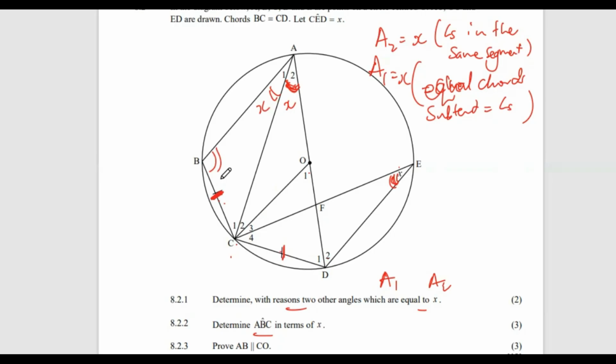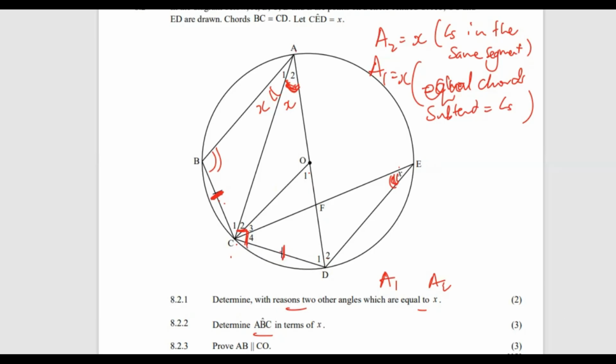What do we see there? It's a 3-mark question: find angle ABC in terms of X. All I see is that ABCD is a cyclic quad. You know that this is a 90. I think I should start from there.